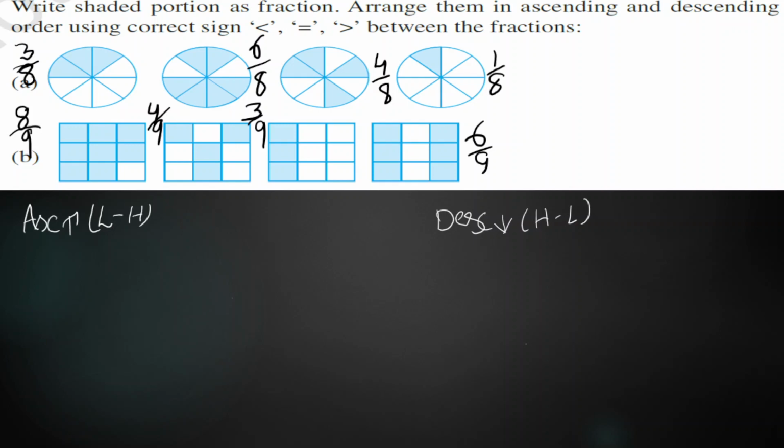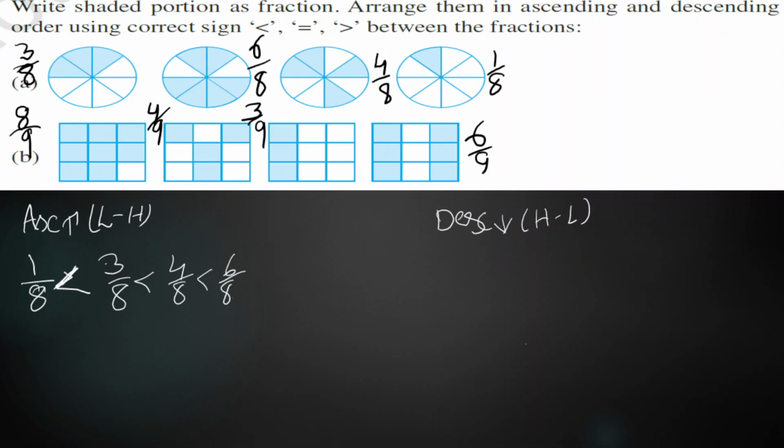Here all these fractions are like fractions, so the greater numerator is greater, smaller numerator is smaller. So here 1 is the smaller numerator, so this 1 by 8 is the lowest of all the fractions. This 1 by 8 is less than 3 by 8, and this 3 by 8 is less than 4 by 8, and this 4 by 8 is less than 6 by 8.